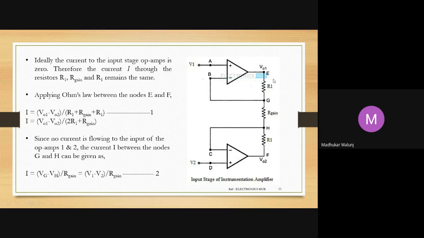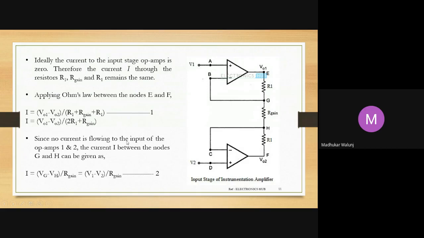Ohm's law tells us that the potential difference, which is VO1 minus VO2, is the potential difference between these 2 points. And the resistance between those points is R1 plus R gain plus R1. V is equal to IR, so I is V upon R. So I is VO1 minus VO2, the potential difference, divided by the total resistance in the circuit. They are all in series, so they get added together: R1 plus R gain plus R1, finally 2R1 plus R gain. This will be the current.